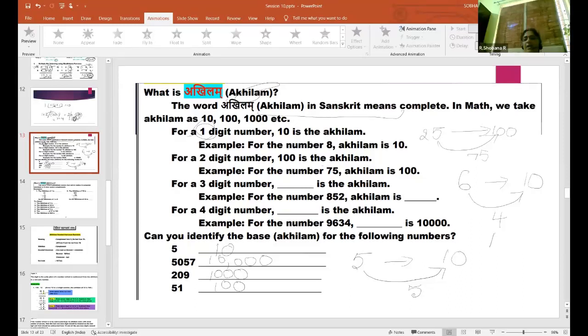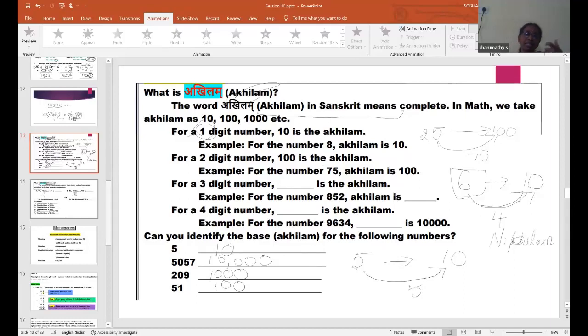This is called the Nikilam. This is the complement of Aquilam and is called the Nikilam of the number. Aquilam of 6 is 10. Nikilam of 6 will be what it takes to reach the Aquilam. That will be the Nikilam. So in simple terms, we can say a number plus Nikilam will give the Aquilam. That's all. Very simple. Any number plus the Nikilam will give the Aquilam.